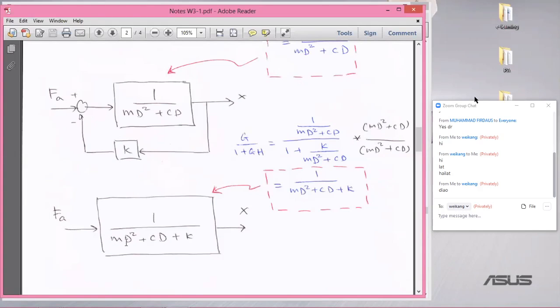You just replace the D operator with the Laplace variable s, and then you get your transfer function. Okay, that is the idea of block diagram simplification. Do you have any questions?